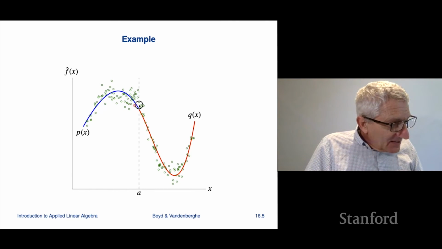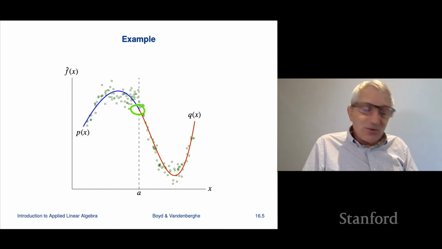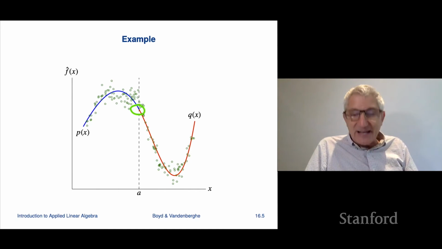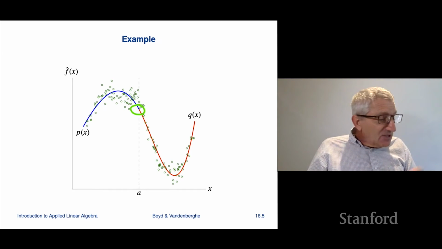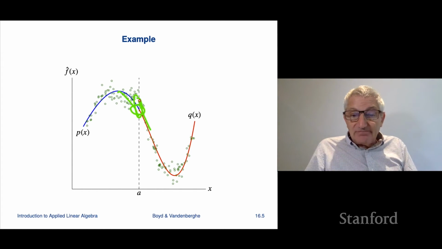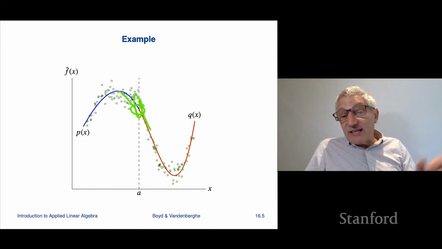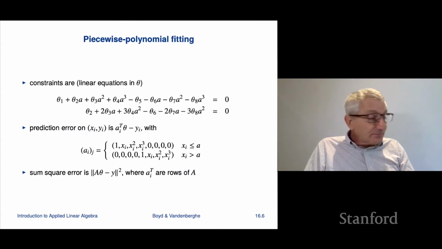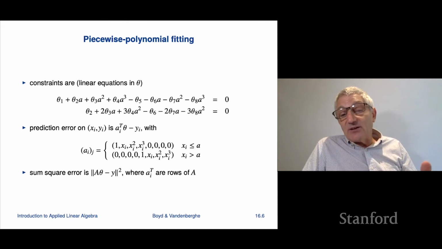But the really cool part is this. Number one, they match up at a. That's one of our constraints, and the second one is that their derivative is the same at a. If I didn't do this, the red curve could go up like that, and the blue curve like that, and there'd be a jump there. So by imposing this constraint, I'm avoiding that jump. Okay, so let's see how to actually put that problem into that standard CLS form.